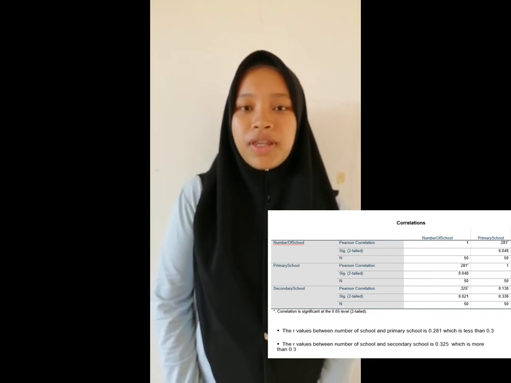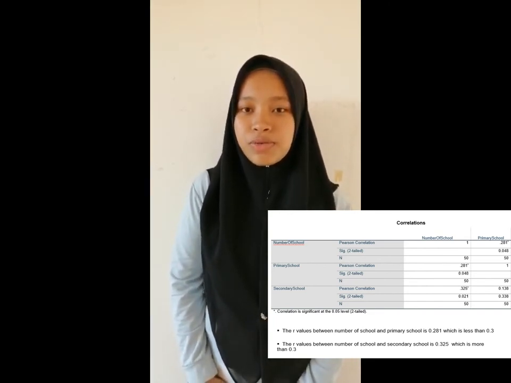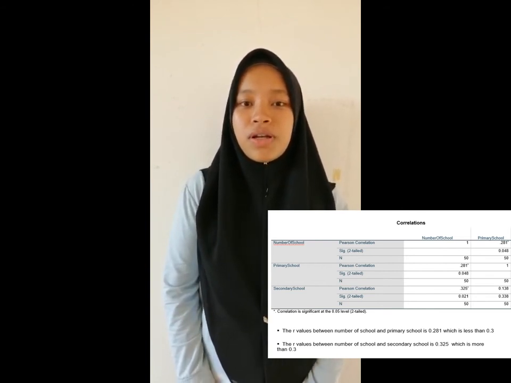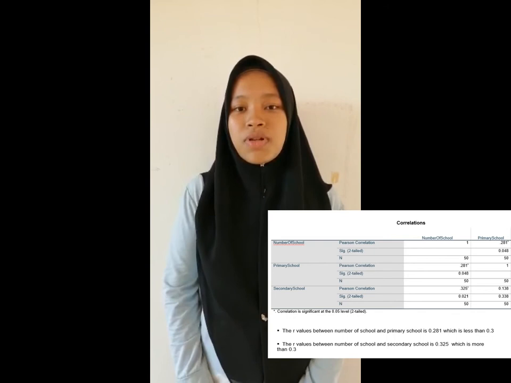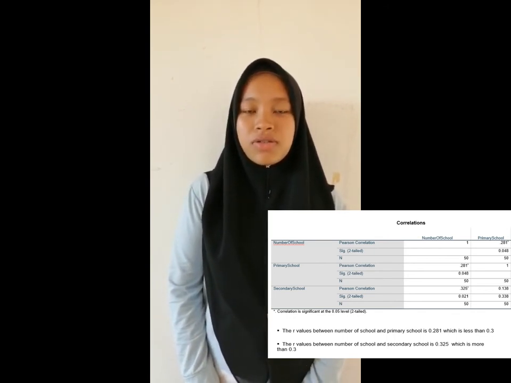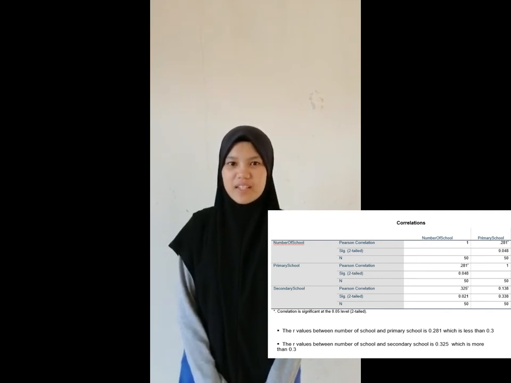We use 50 samples of school data and the total of primary school is 1,164 students, while for secondary school it is 3,322 students.